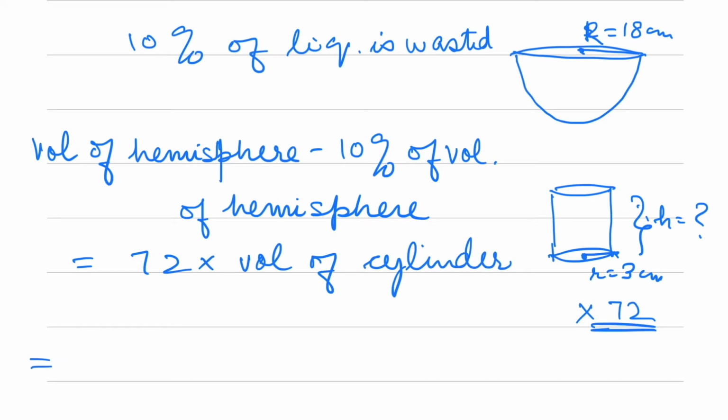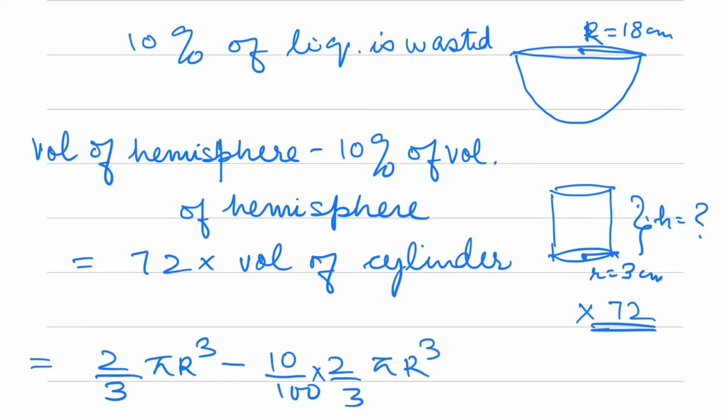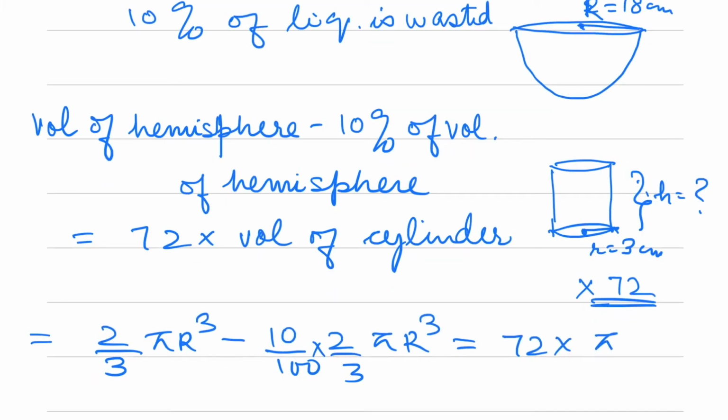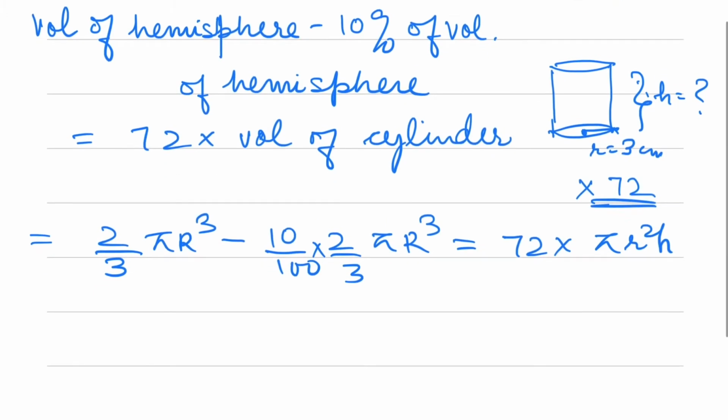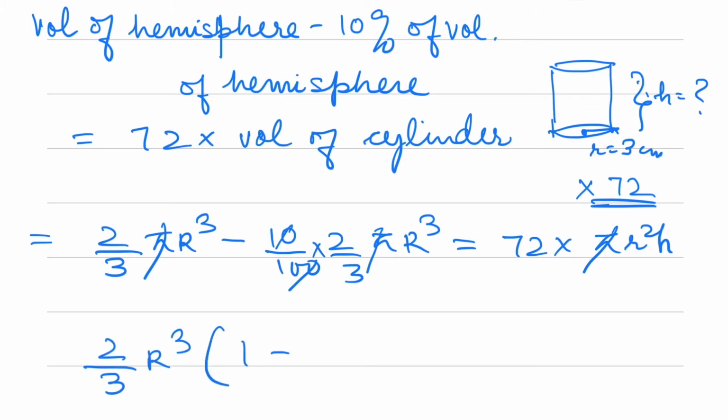So the volume of a hemisphere formula is 2/3 pi r cubed, minus 10% of 2/3 pi r cubed, is equal to 72 pi r squared h. Now according to this, pi I can take common and it gets cancelled here. Now I can take 2/3 r cubed common, 1 minus 1/10 is equal to 72 into r squared h.